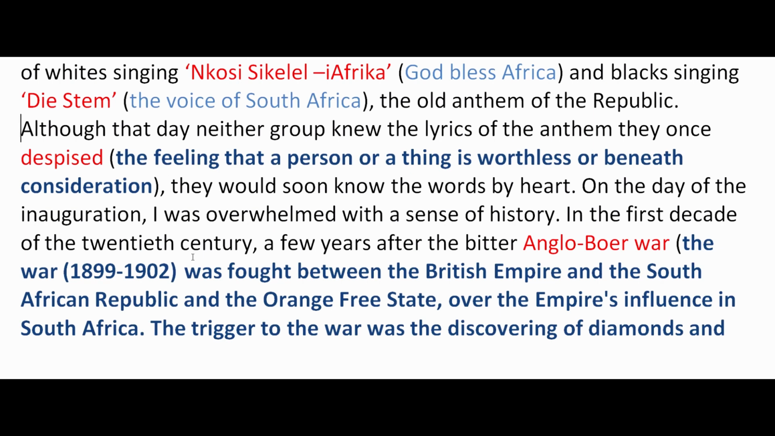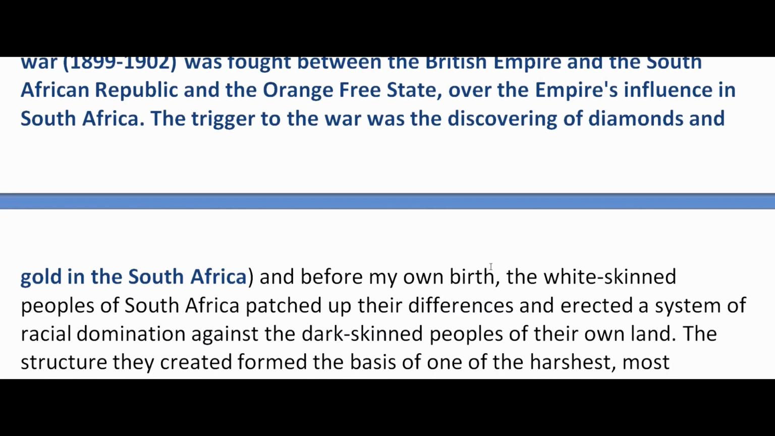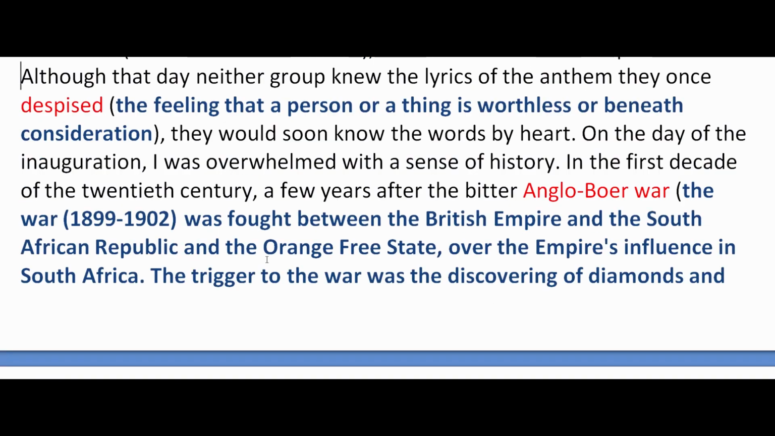In the first decade of the 20th century, a few years after the bitter Anglo-Boer War, and before my own birth, the white-skinned peoples of South Africa patched up their differences and erected a system of racial domination against the dark-skinned peoples of their own land. What is this Anglo-Boer War? Let us find out. This war took place from 1899 to 1902, and it was fought between the British Empire and the South African Republic and the Orange Free State.